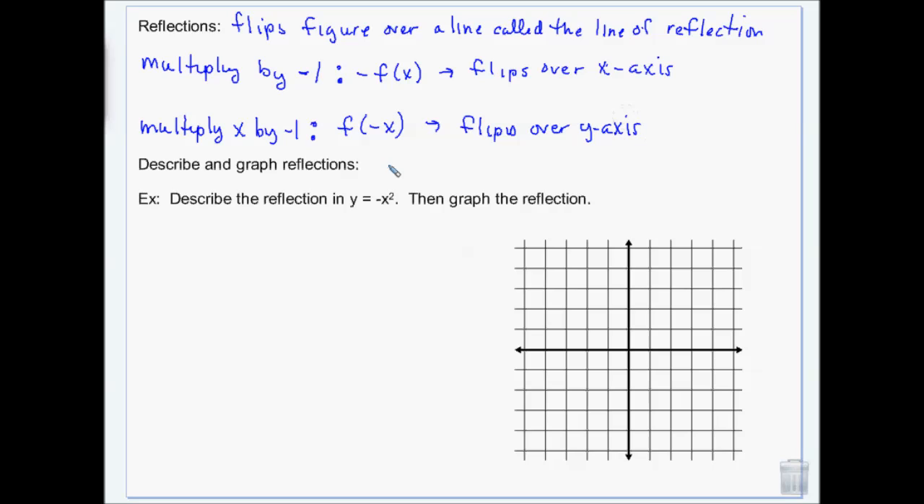Okay, so in this instance, here's what the difference would be. For this, y equals negative x squared. This one would be y equals negative x squared in parentheses. So it's the x that's negative, not the x squared that's negative. So that's the difference between these two. Because this negative is outside, or it's not in a parenthesis, this is flipping over the x-axis.